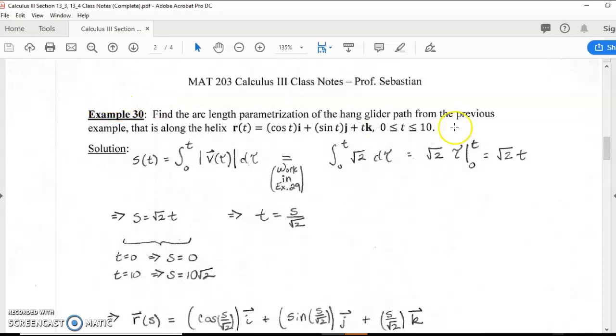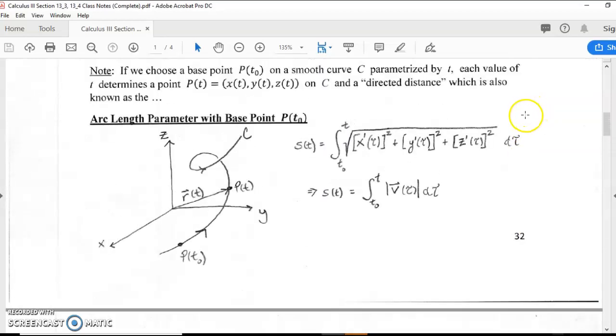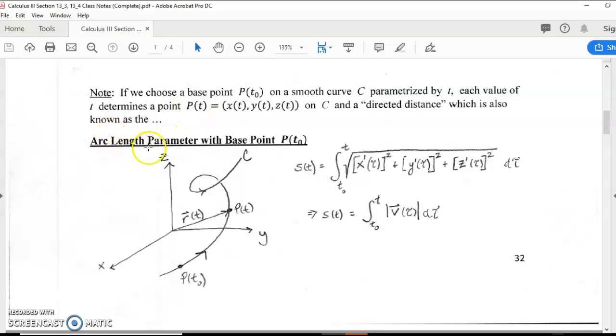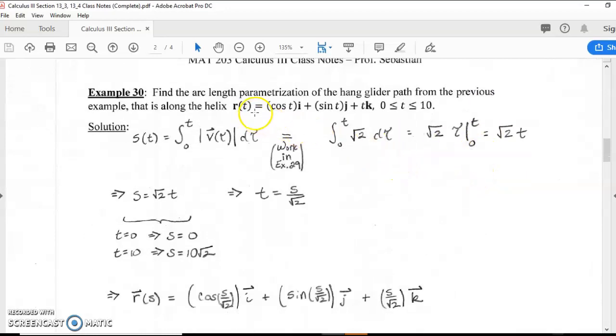I'm going to go over example 30 on page 33. We're in section 13.3. On the previous page, I had already gone over how to do an arc length parameterization. What I want to do now in this example is find the arc length parameterization of the hang glider path from the previous example.